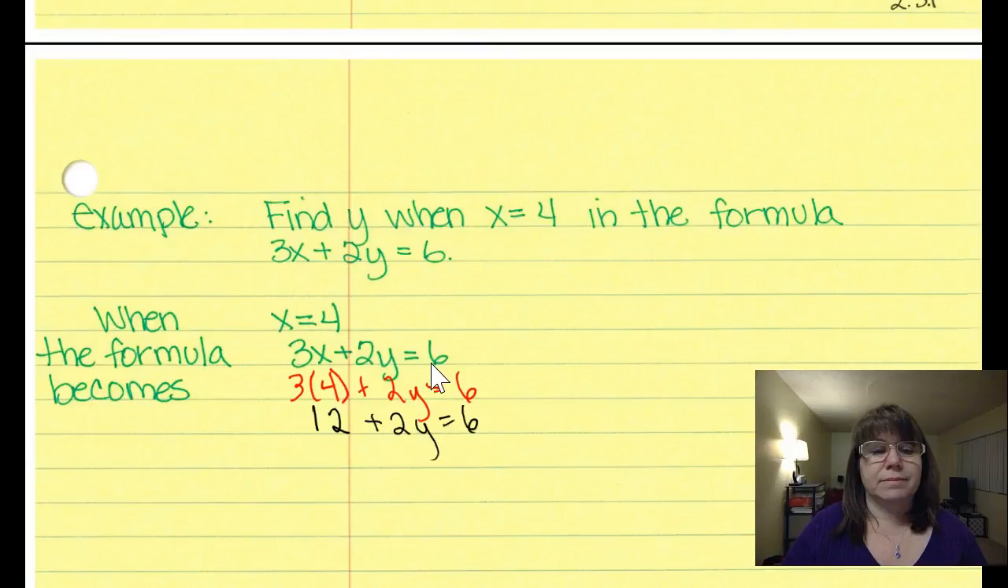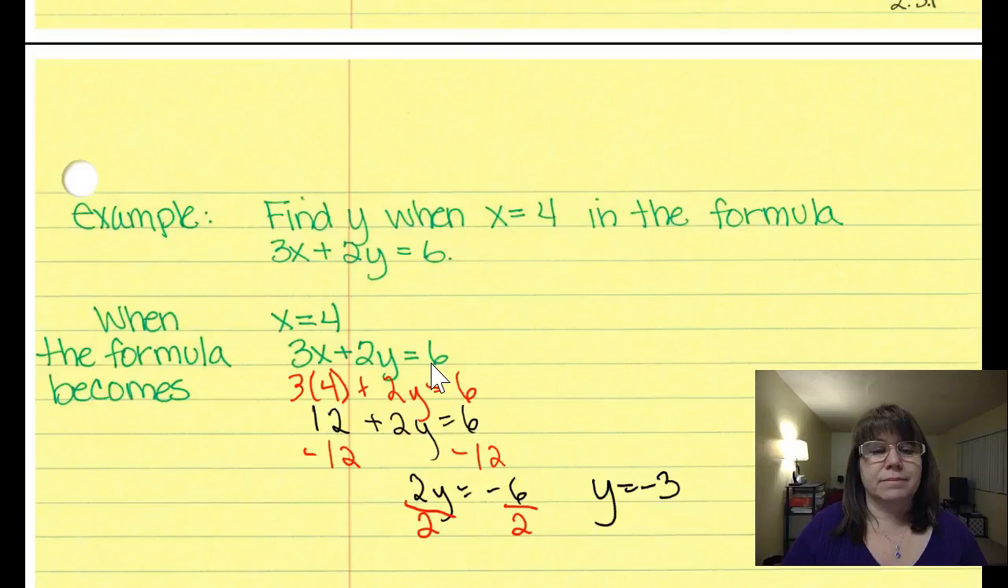Now I need to get rid of the 12 because I'm trying to isolate my variable y. So I'm going to subtract 12 from both sides, leaving me with 2y equals negative 6. Next, I need to, again, isolate my variable by dividing by 2. So my solution is y equals negative 3.